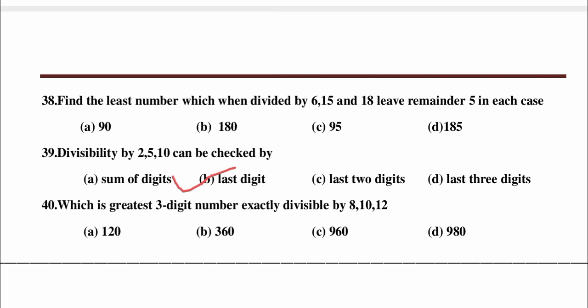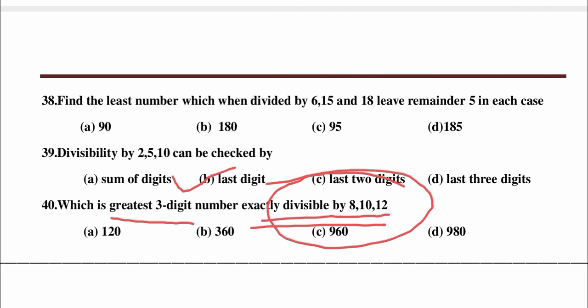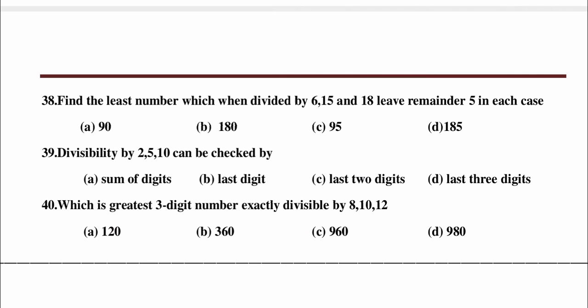Question number 40. Which is the greatest 3-digit number exactly divisible by 8, 10 and 12? Here we need to find the greatest 3-digit number that is exactly divisible by 8, 10 and 12. So first we take the LCM of 8, 10 and 12. Then after that we try to find the 3-digit number. It should be the greatest.